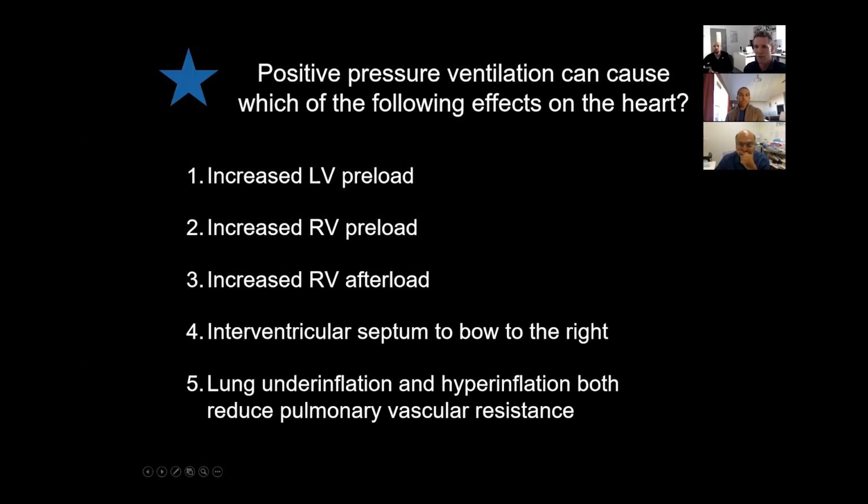Okay, let's start off nice and simple. Positive pressure ventilation can cause which of the following effects on the heart? Can it increase your LV preload? Can it increase your RV preload? Can it increase your RV afterload? Can it cause the interventricular septum to bow to the right? Or can lung underinflation and hyperinflation both reduce pulmonary vascular resistance?